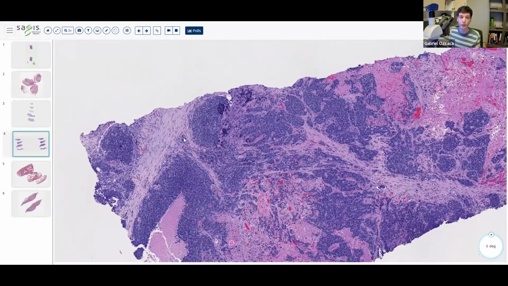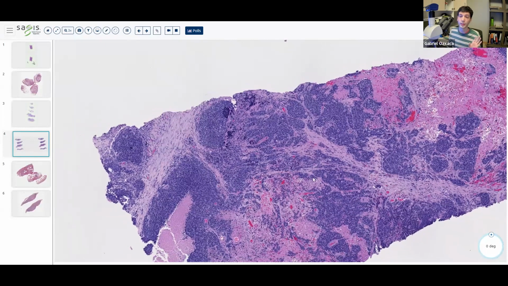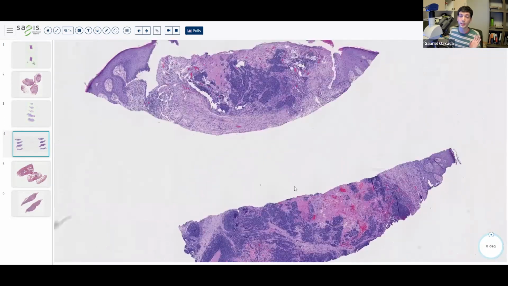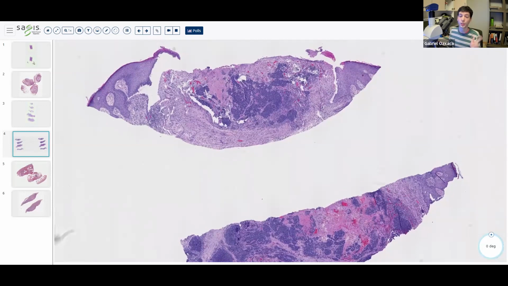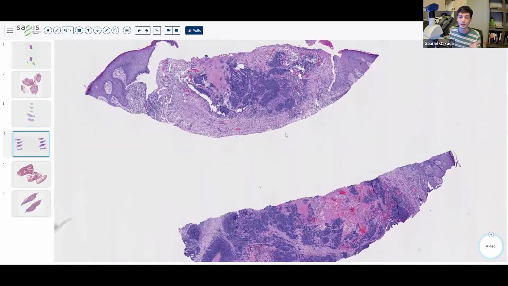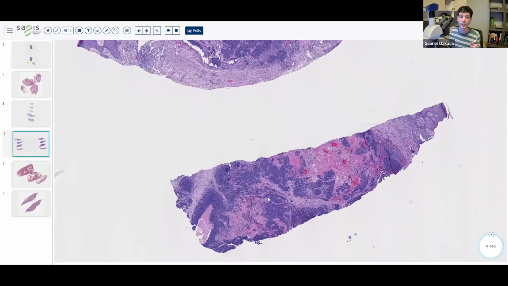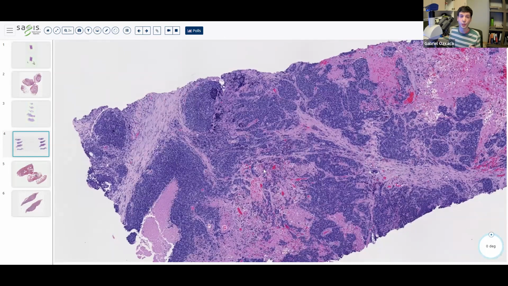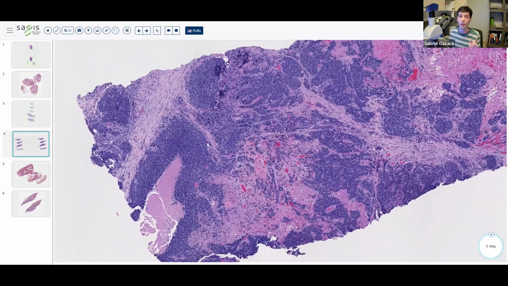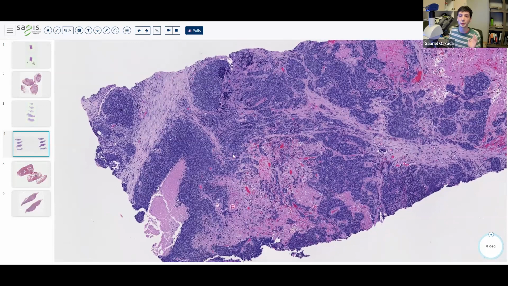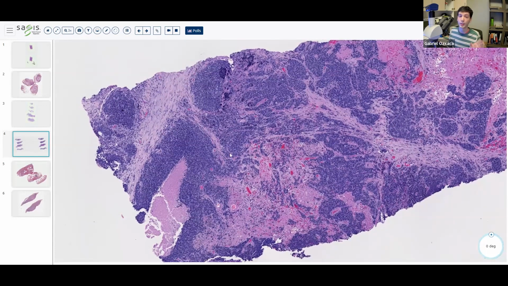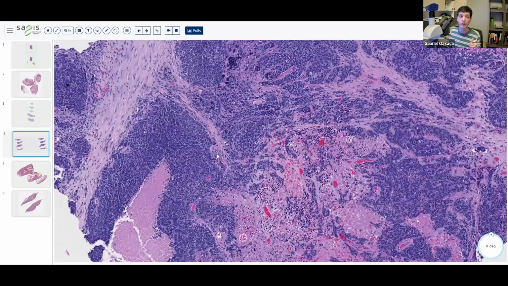hemorrhagic and myxoid stroma. So the important thing is to always be thinking about this diagnosis because it's on the differential or a much more common diagnosis of basal cell carcinoma. But this is much too disorganized, and we don't really have any palisading, and there is no retraction artifact. So those are some low power clues to start thinking about this diagnosis.